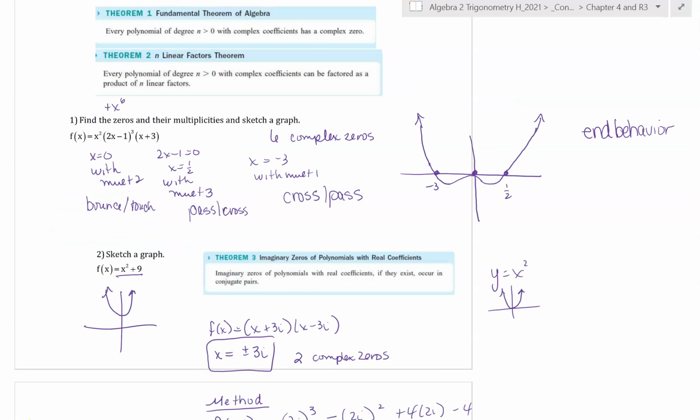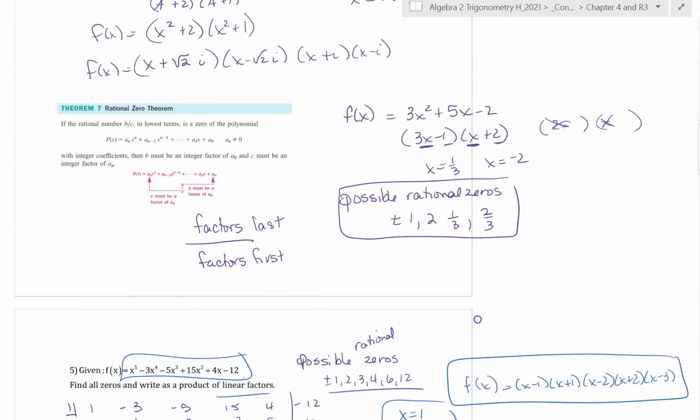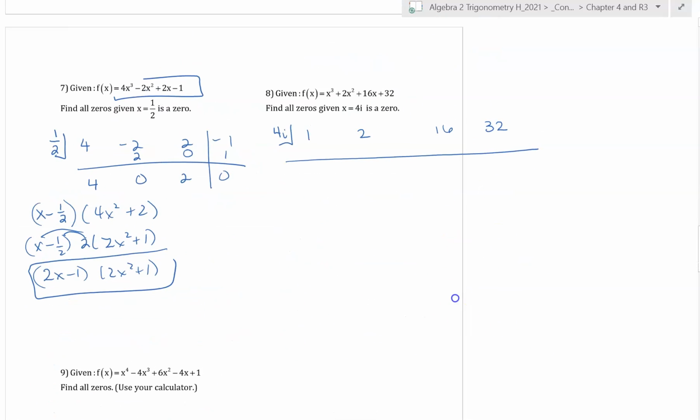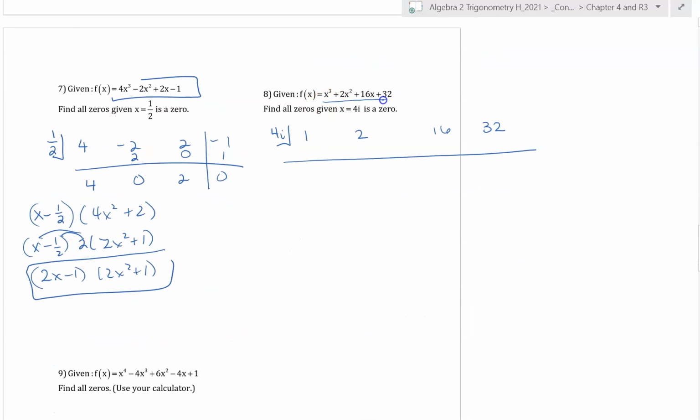Let's review what we learned in Theorem 3. It says imaginary zeros with real coefficients, if they exist, occur in conjugate pairs. Okay, so in other words, if the polynomial has real coefficients, if, for example, 2i is a 0, negative 2i must also be a 0. Otherwise, the coefficients would not be real. So notice for this problem, the coefficients are all real numbers, so they told us 4i is a 0, so I know right away that negative 4i is also a 0, because they have to come in conjugate pairs. We had real coefficients for our polynomial.